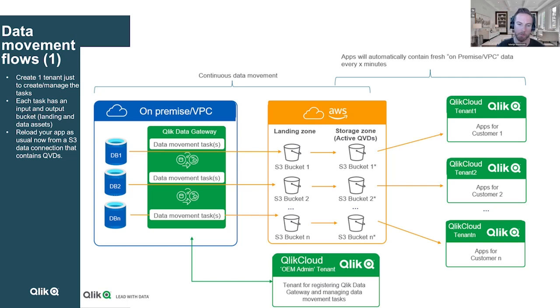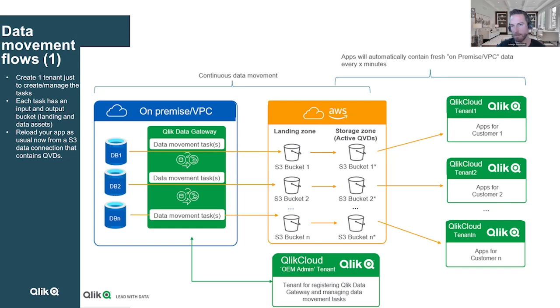So what does it look like in a multi-tenant setup? On the left, we have your OEM host, as we call it, your SaaS platform, the source of your SaaS platform. Here, in most cases, you will have a database for each customer. For each database, we will create a data movement task after we installed the data gateway, of course.